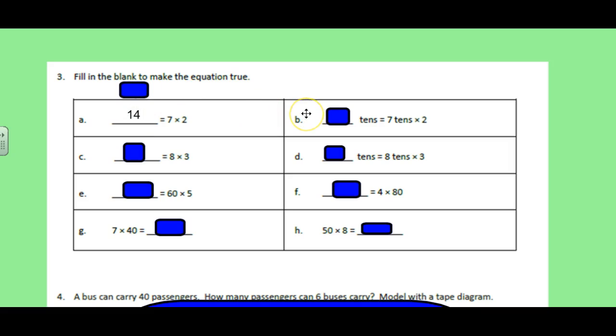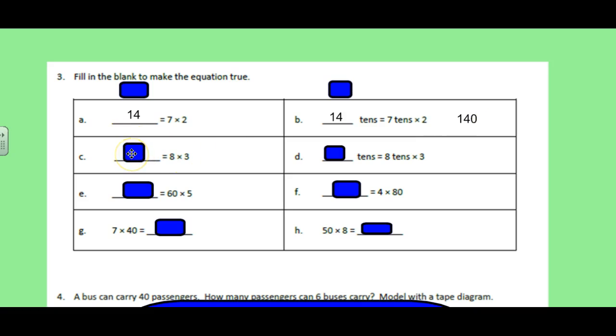So when you move across here to B, now we're looking at 7 tens times 2. So how many tens do we have total? We knew that 7 times 2 was 14, and we're still working with 7 times 2, but we're looking for how many tens. So now we have 14 tens. And over here to the side, I want you to go ahead and write how much is 14 tens. Write that right here in this part of your problem set. So 14 tens is the same as 140.